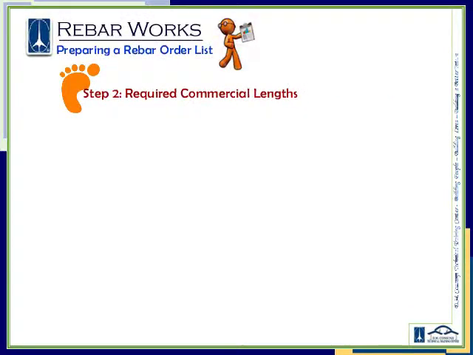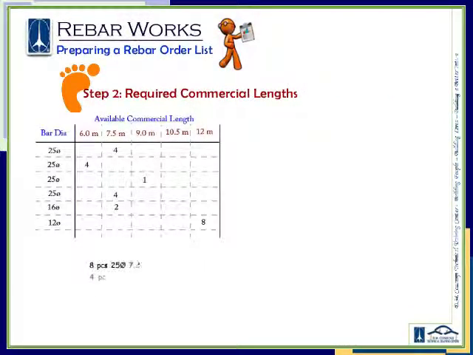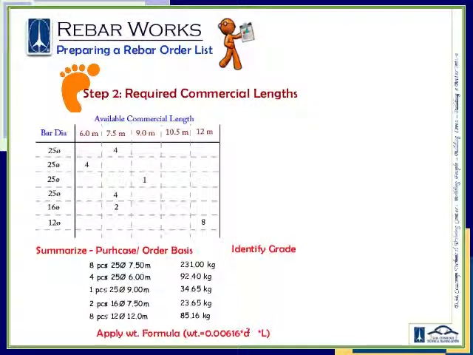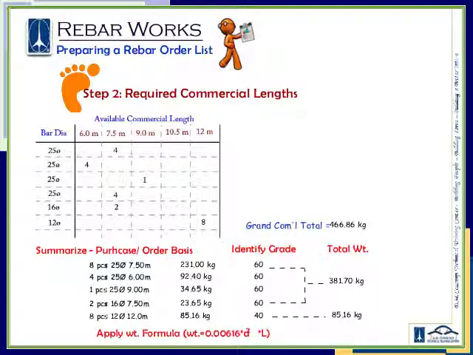Here's a sample of an order list ready for the bill of materials. Then we must summarize and get the equivalent weight by applying the weight formula, which is 0.00616 multiplied by the diameter of rebar squared, then multiplied by the length of rebar, and identify the grade required by the specification. Reminders: for purchasing, the total weight of rebars for different grades shall be separated since each grade has a different price, and the grand total commercial weight must be computed for monitoring purposes.